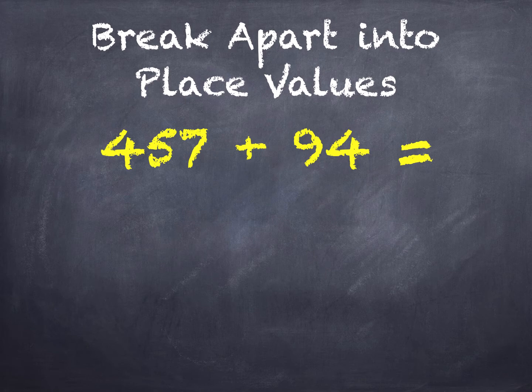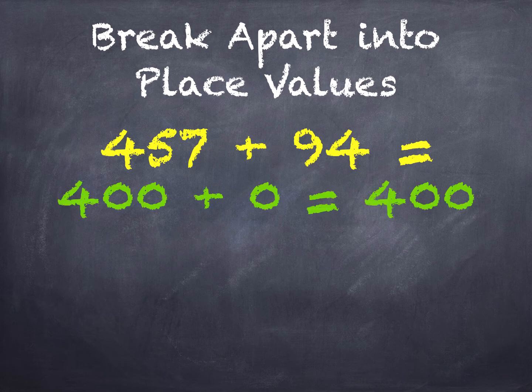If we have a question like 457 plus 94, we're going to break it apart into its place values. If we take a look, 400 is the largest place value, the 4 in the hundreds. The 94 has no hundreds, so when we break this apart into its place values, we have 400 plus 0 equals 400.